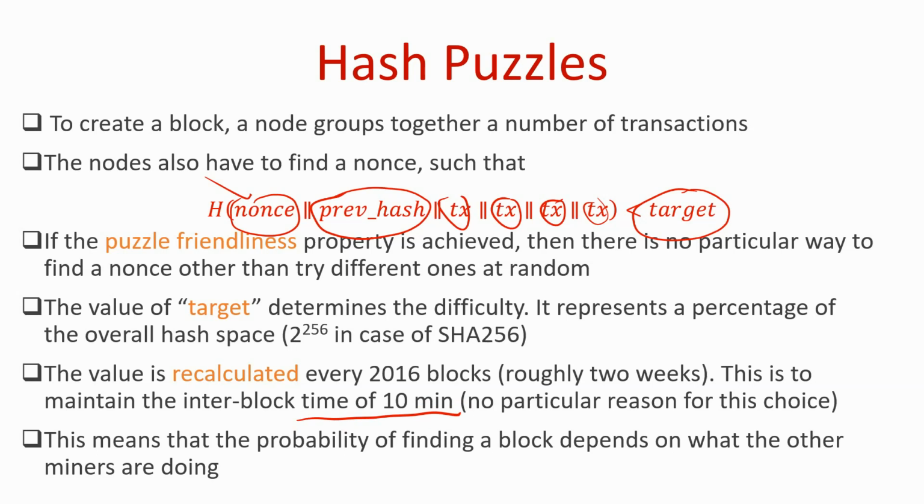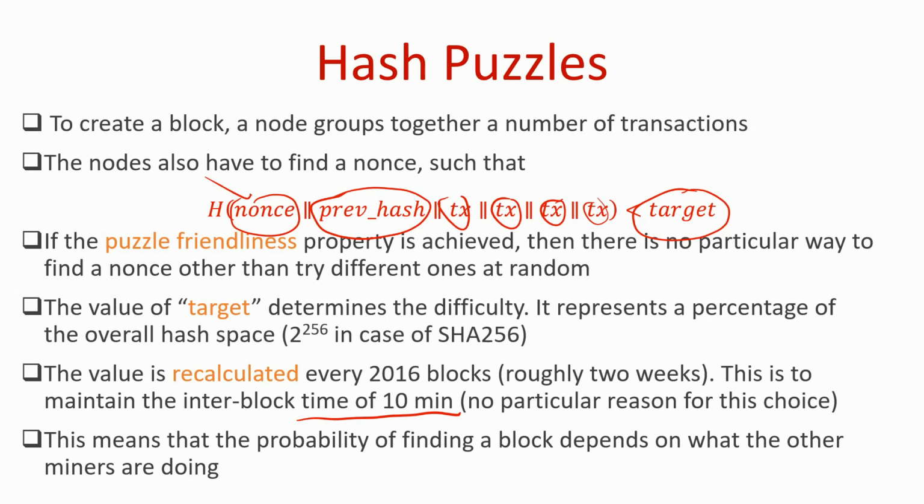We don't want to keep producing blocks, because then the blocks will contain only very few transactions and we'll end up with a very large number of blocks that becomes more difficult to maintain. So we want to produce a block around every 10 minutes. The value of the target in the hash puzzle is the one that guarantees that.